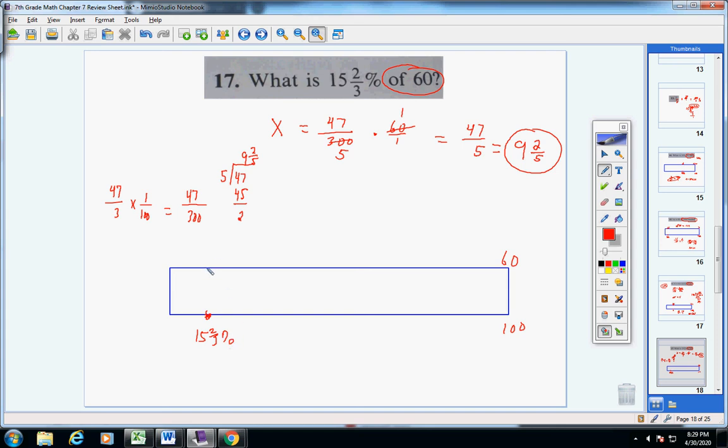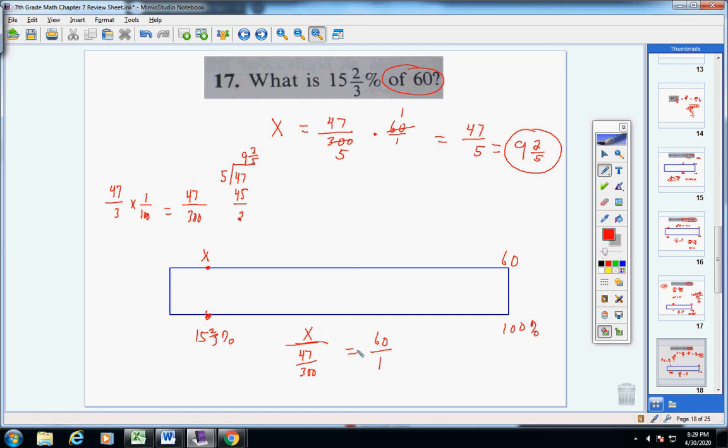And this would be your x. So here's your first ratio here. X over, now guys, we already converted this to a fraction. Remember, we got 47 over 300 equals this ratio here, which would be 60 over 1.